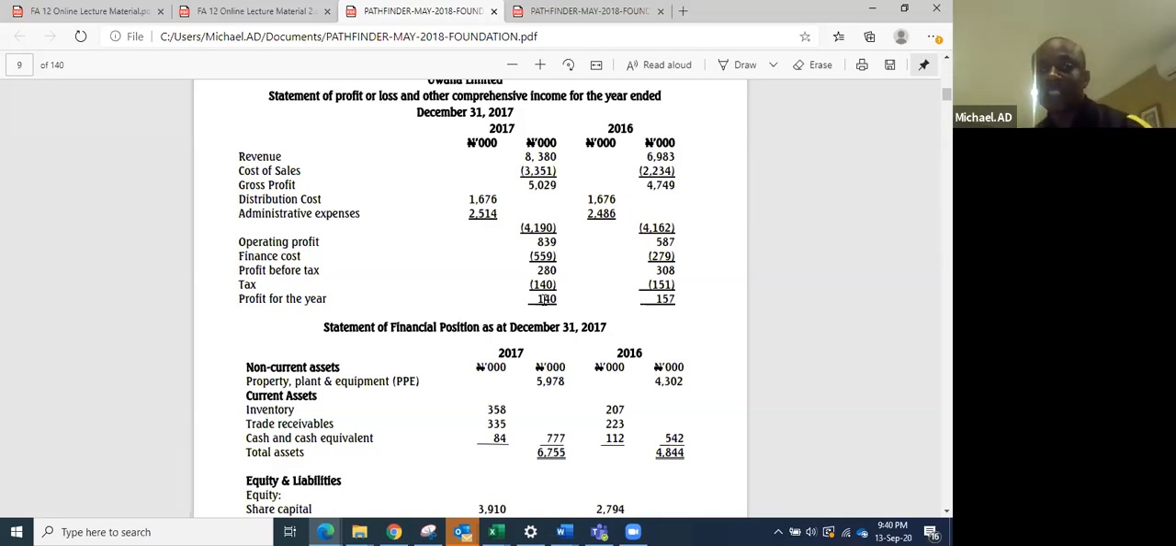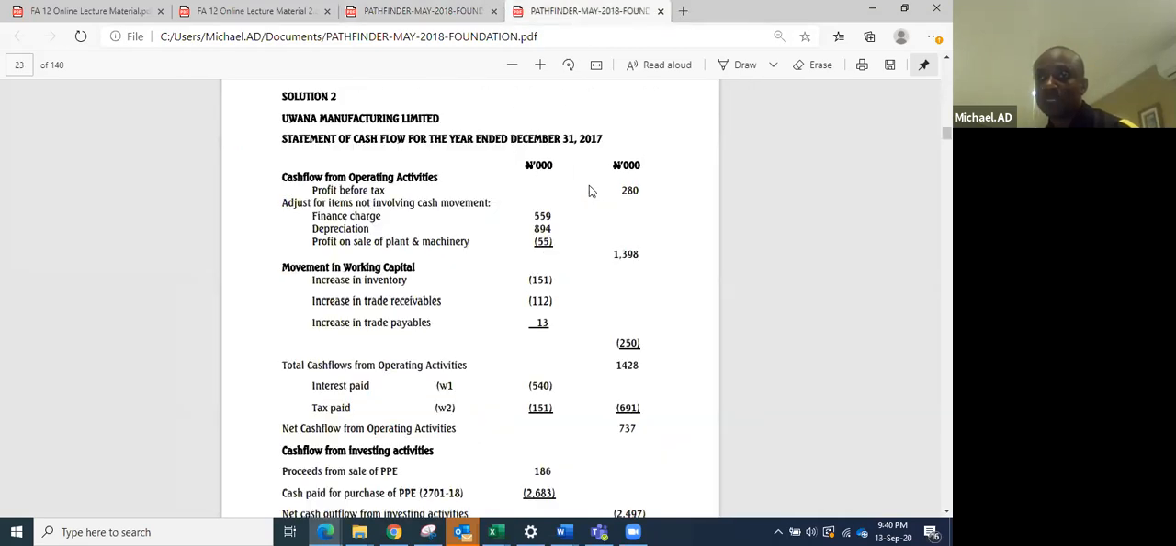So for example, this tax, this 140,000, is actually next year. That is when you're going to be paying it. So you're not paying it currently. So basically, it is best advisable you pick profit before tax of 280. But if you are picking your profit for the year, then you'll be adding back your tax if there is any. So 140 plus 140 makes 280, which is where this 280 started from.